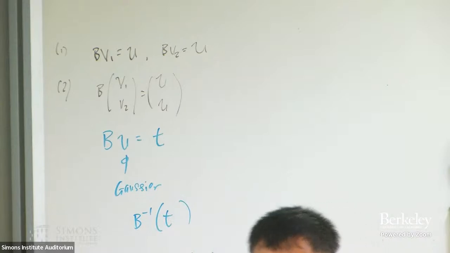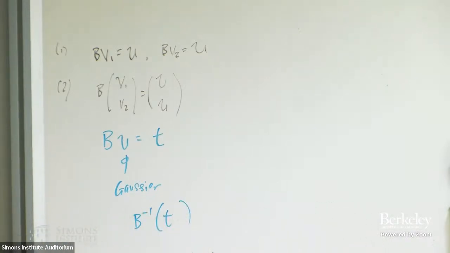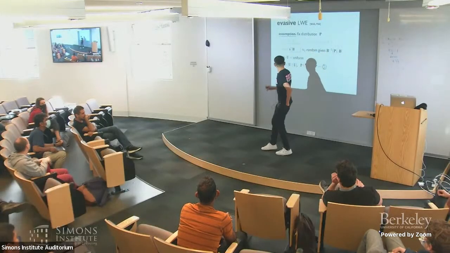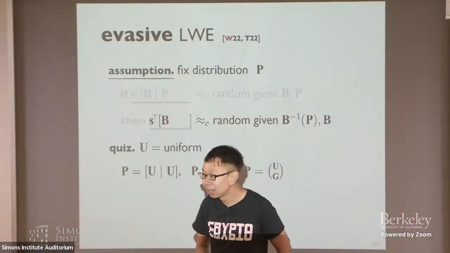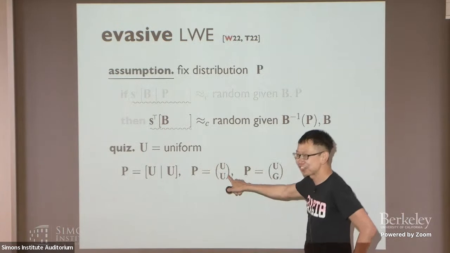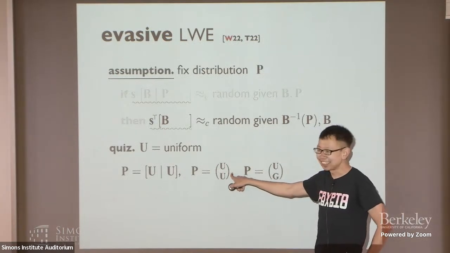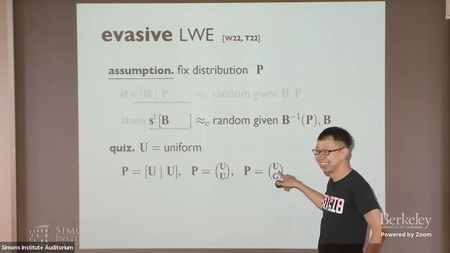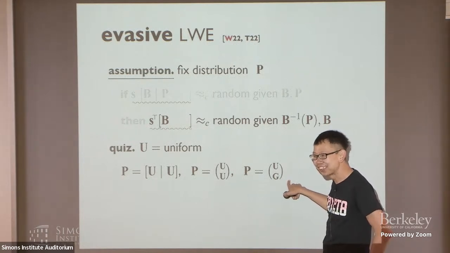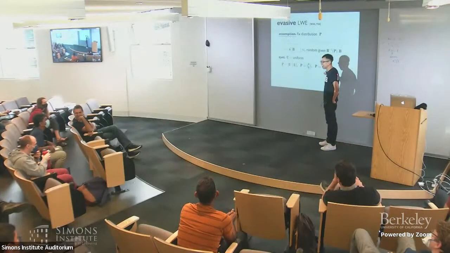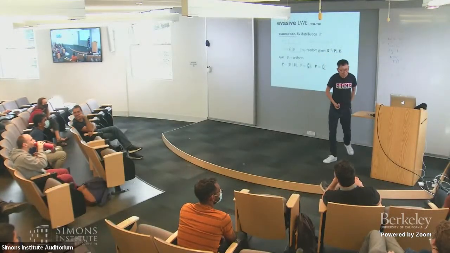So P is obviously not good. Okay, let's try again. Who thinks the first one is true? What does true mean? That SB plus E is pseudorandom given B inverse of P. No. Who thinks the second one is true? Who thinks that one is true? No one thinks that one is true either. Okay, all right, that's good. That's true.